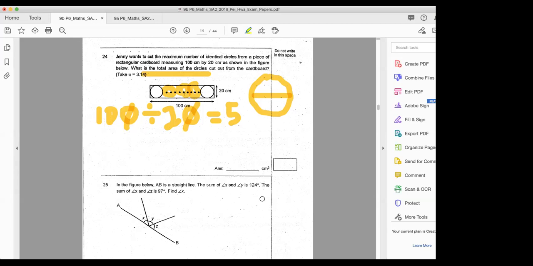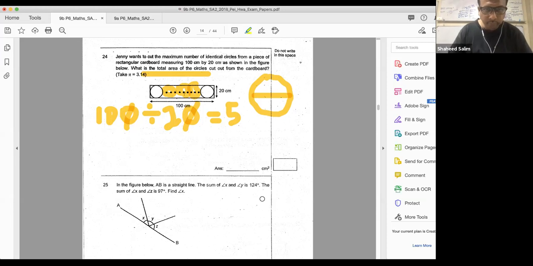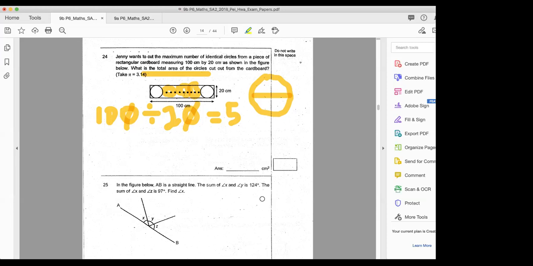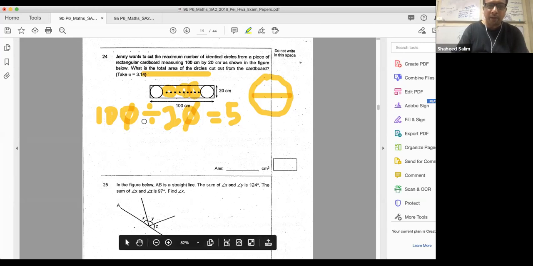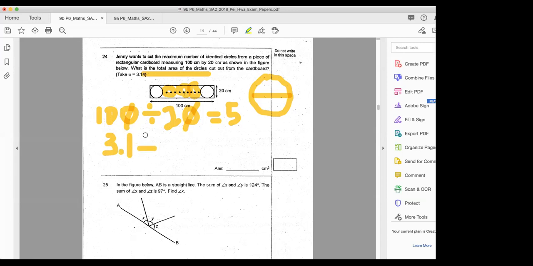Mr. Shaheed. Yes. What is one area of the circle? 37. Okay. Let me come to that number. 37. Okay. Rahana, one area, one circle. Yeah. 3.14 is pi. What's the radius? 10. Good. So times 10 by 10.